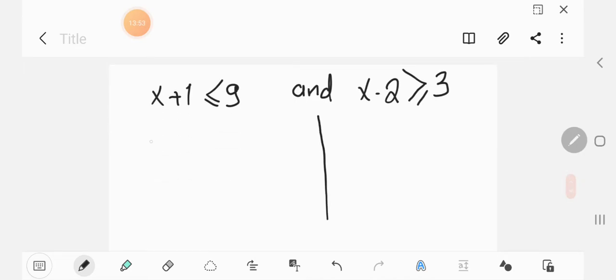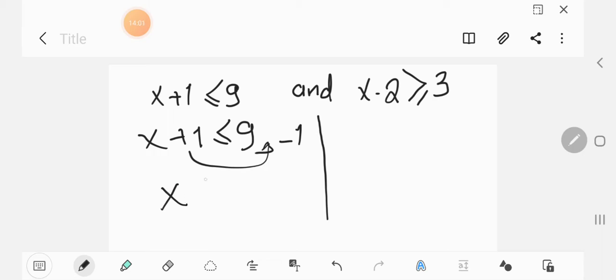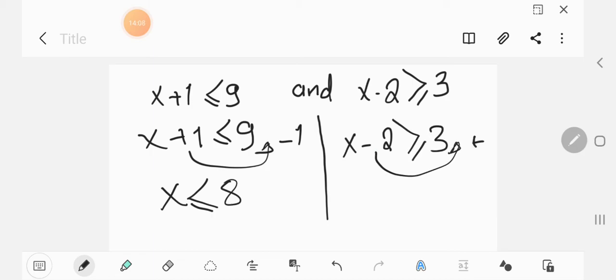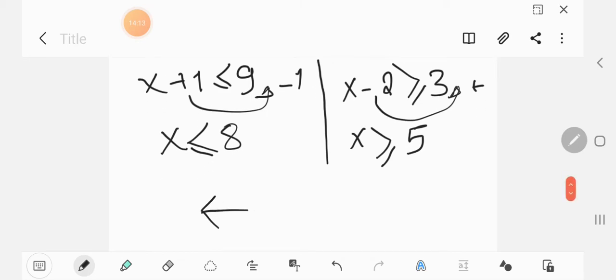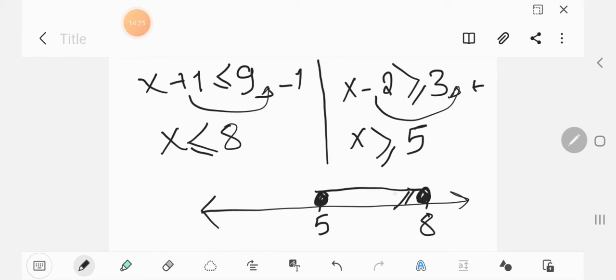Solve it separately. X plus 1 smaller than or equal to 9. Positive 1 will go here with a negative sign. X is smaller than or equal to 8. And here x minus 2 greater than or equal to 3. Plus, so x is greater than or equal to 5. So we are going to make it on the number line. Here is 5 and here is 8. Both of them are closed circles. It's and, so we are going to take all the numbers inside this interval.